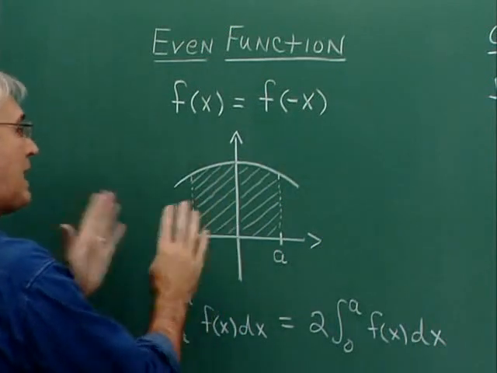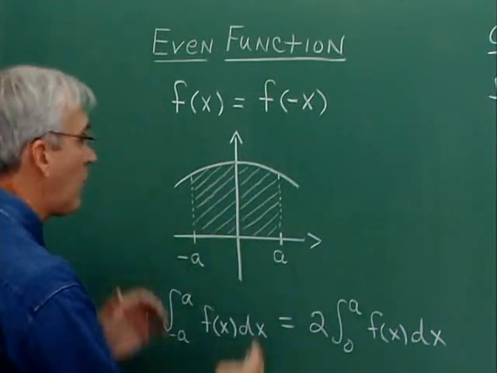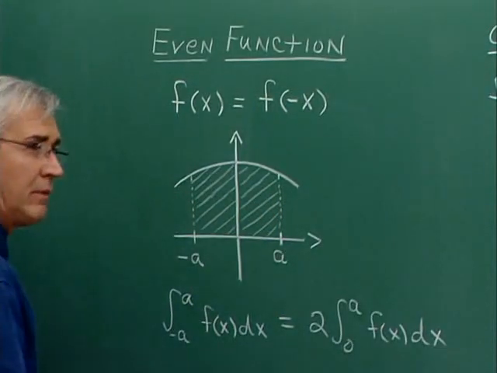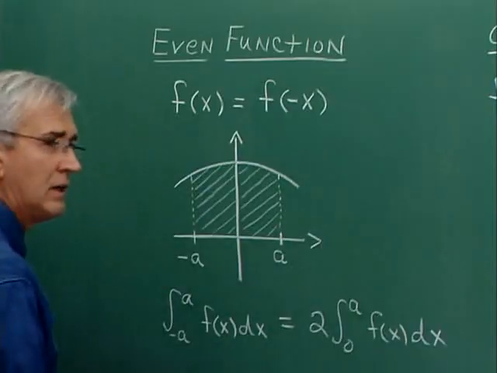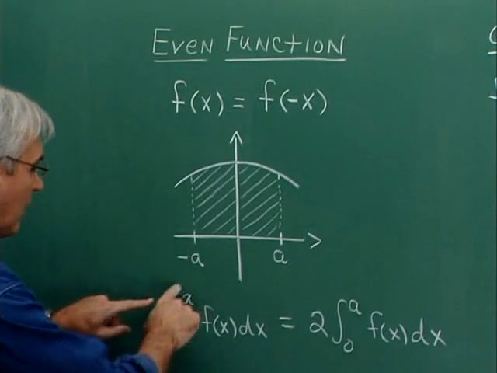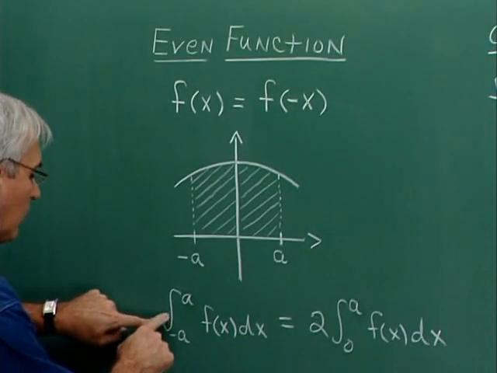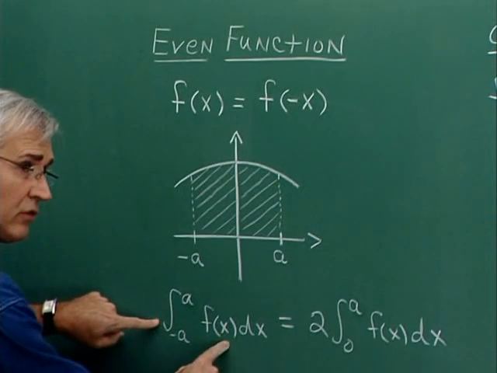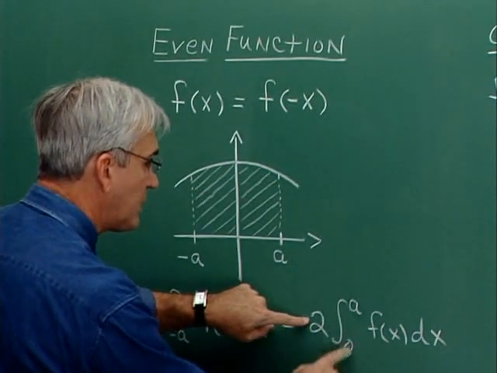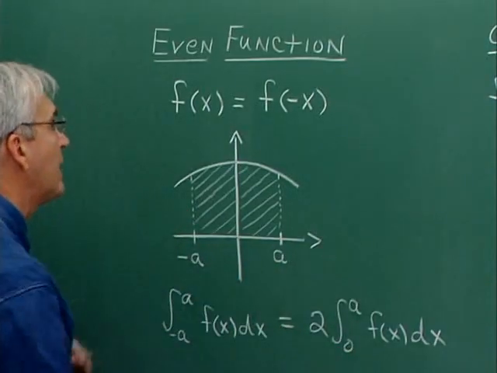So really, in making the calculation, all we need to do is find this area and double it for the integral over the entire interval. Now, this doesn't seem like a great advantage, but it does come in handy in certain situations. Here's the idea: if we want to take the integral from negative a to a of f of x, then all we need to do is double the integral from 0 to a of f of x. All right, so that's the idea with even functions.